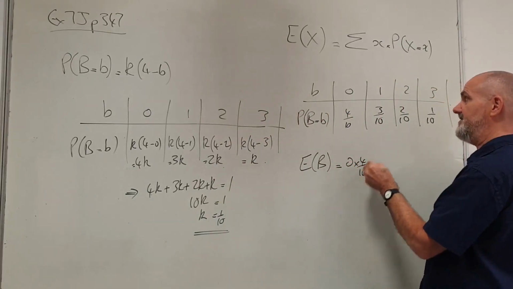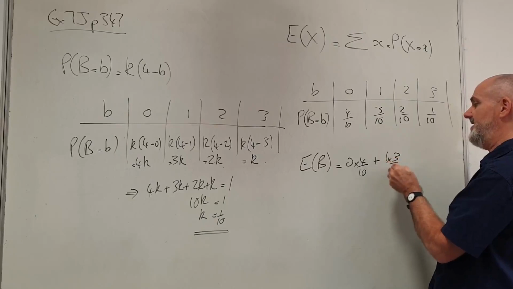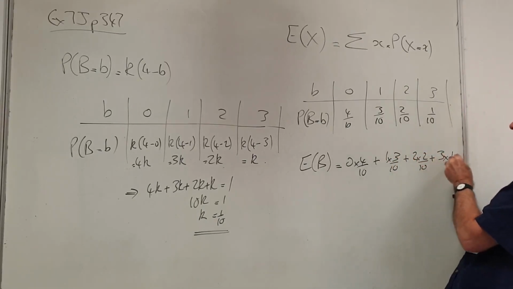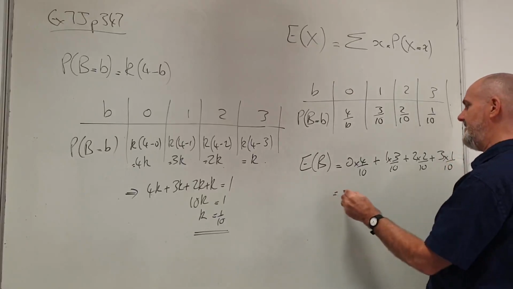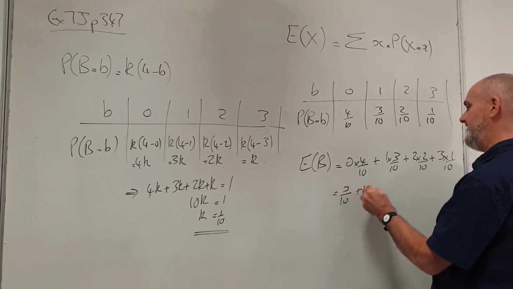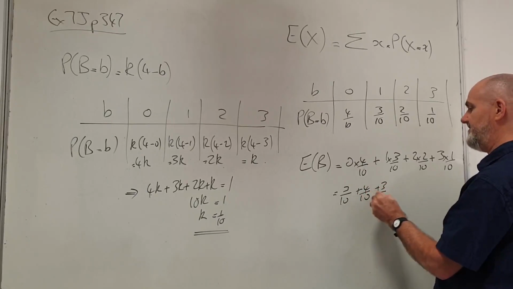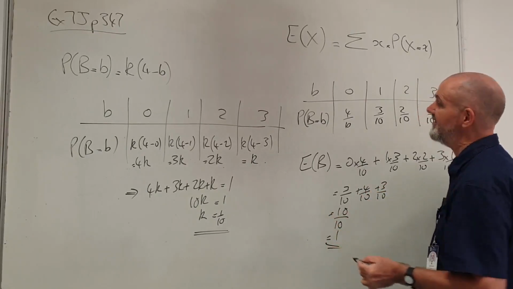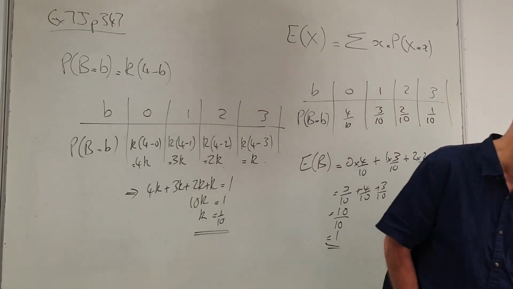So 0 times 4 over 10, plus 1 times 3 over 10, plus 2 times 2 over 10, plus 3 times 1 over 10. That then becomes 3 over 10, plus 4 over 10, plus 3 over 10, which is 10 over 10, which is 1. So the expectation is 1.